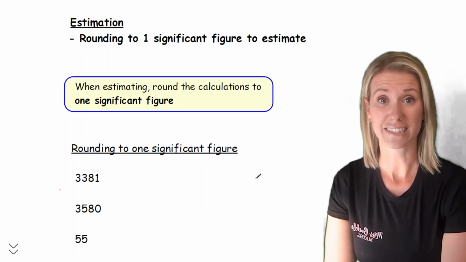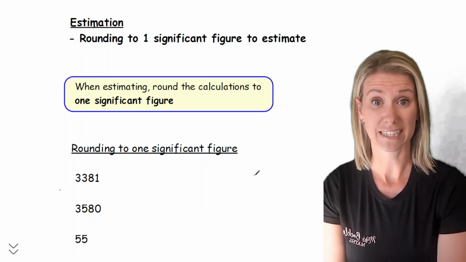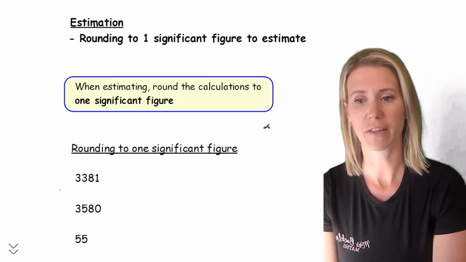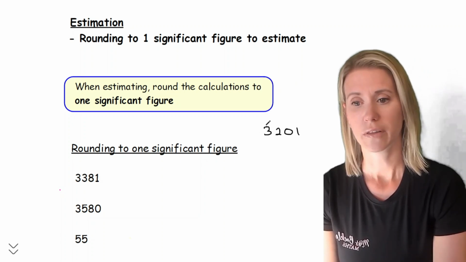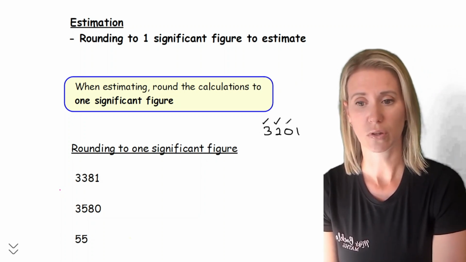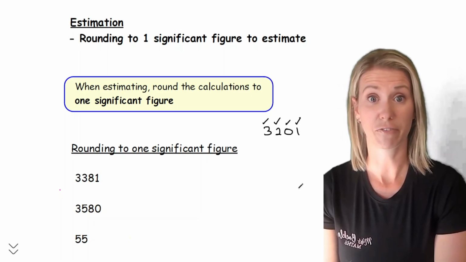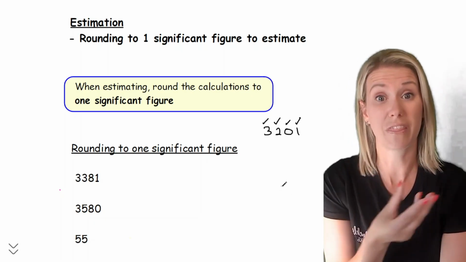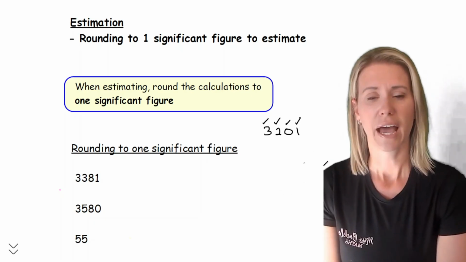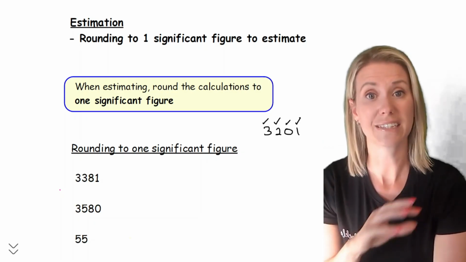We start counting significant figures at our first non-zero number. For example, if we had the number 3,201, that would be 1, 2, 3, 4 significant figures. So we do count the zero when it's within other integers. However, if we have zeros at the beginning or the end, they're not counted.